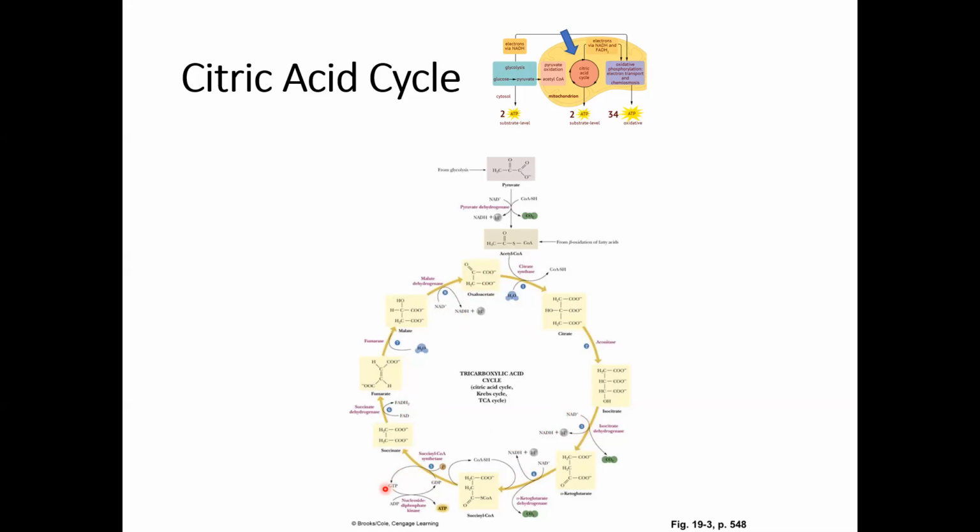And I just want to remind you that all these are generated in doubles, so per glucose molecule. If you have one glucose to begin all of this, you will have double of these reactions because you have two pyruvates coming in. So just keep that in mind as we go through this cycle.